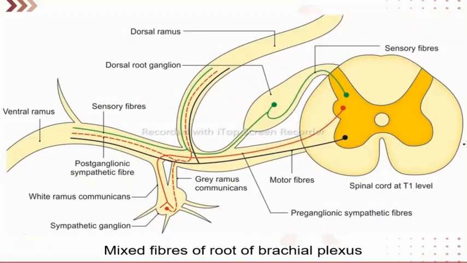So here is the spinal cord. It has an anterior part and a posterior part. From the spinal cord, two roots arise, the ventral root and the dorsal root. These two roots are united and form the spinal nerve. The ventral root is a motor root, and the dorsal root is a sensory root. So both roots are united and form the spinal nerve.